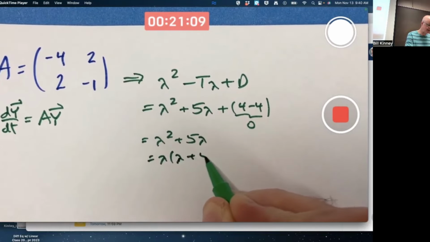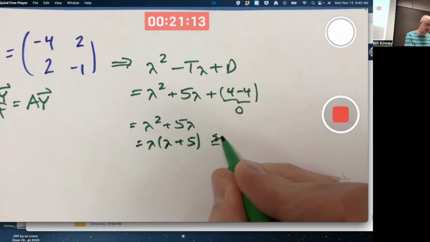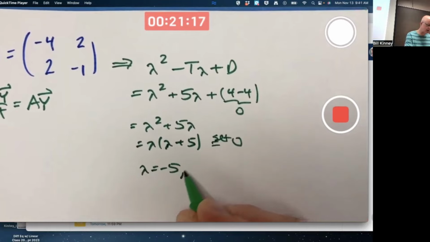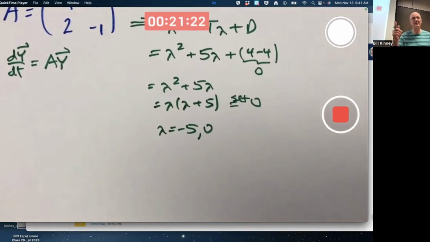This can be factored as lambda times lambda plus 5. Set that equal to 0. Evidently, we do have two eigenvalues that are -5 and 0. But wait a minute, I thought 0 can't be an eigenvalue. No, 0 can be an eigenvalue. The 0 vector cannot be an eigenvector. But the number 0 can be an eigenvalue, and it is the case here.